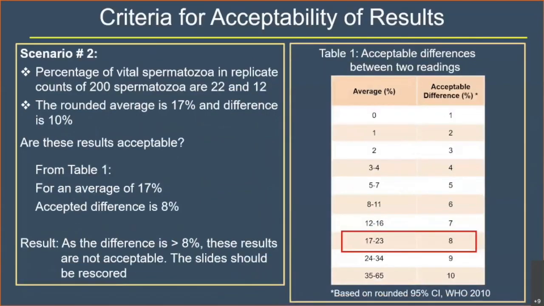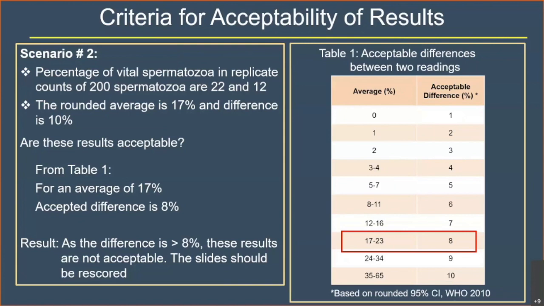The acceptability of the results is very important. And here I would like to give you another scenario where we count the sperm and we find that the average of the two readings is 17%. The two sets of readings are 22% and 12%, so the difference of the two readings is 10%. Are these results acceptable?